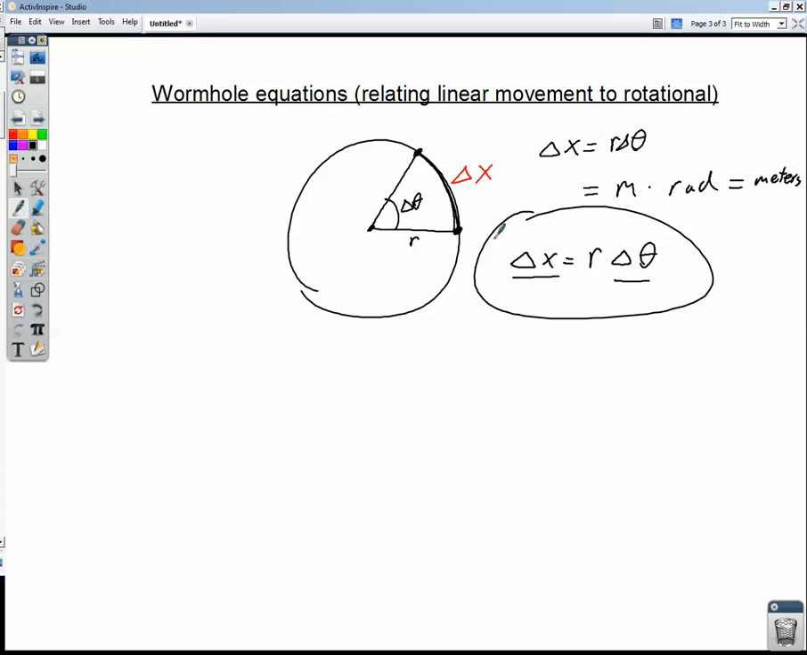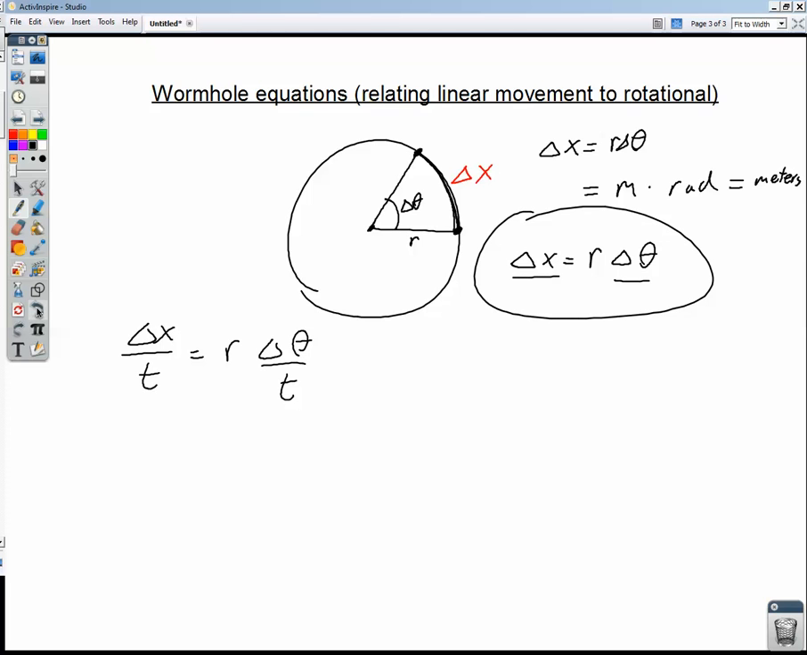So first wormhole equation here. Second wormhole equation, this displacement delta x doesn't just happen instantaneously, it happens over time. So if we divide both sides of that equation by time, we have delta x over t is equal to r times delta theta over t.